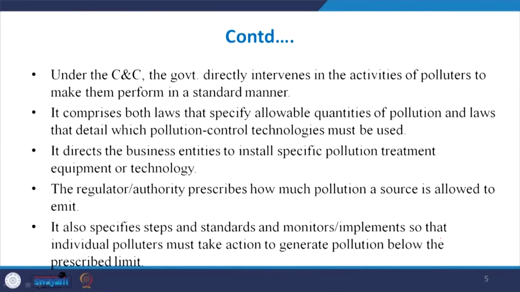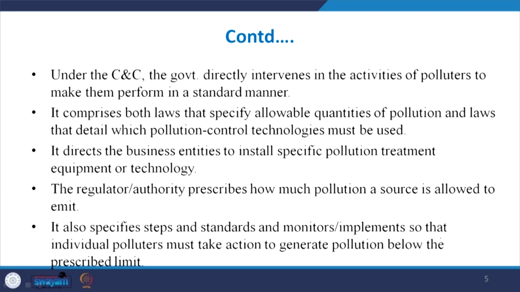Under this system, the government directly intervenes in the activities of the polluter to make them perform in a standard manner. It comprises both laws that specify allowable quantities of pollution and laws that detail which pollution control technology must be used. I already told you, either an emission standard can be set or a technology standard can be set. I will take a detailed discussion later on all these standards.